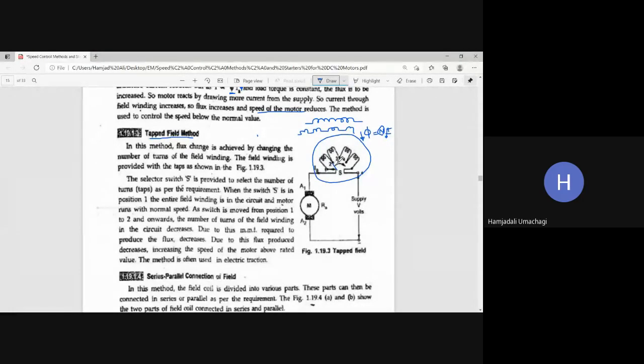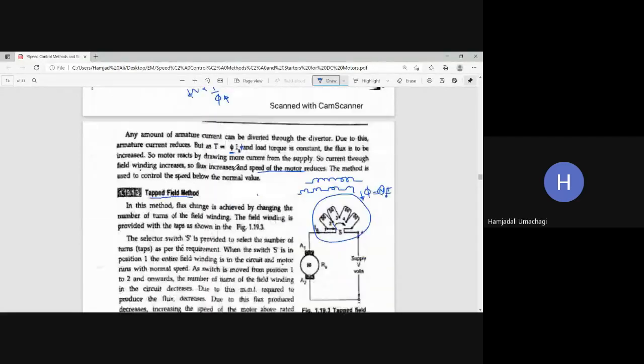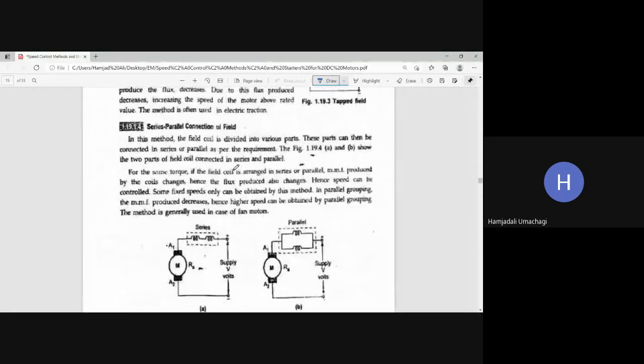Then as you keep moving the switch to position 2, 3, 4 and so on, the number of turns keeps decreasing, so the flux keeps decreasing. If flux decreases, then automatically speed will increase. So usually the armature diverter method will give a speed value less than the rated RPM, and the rest of the methods will give us speed more than the rated value. This is the conclusion.